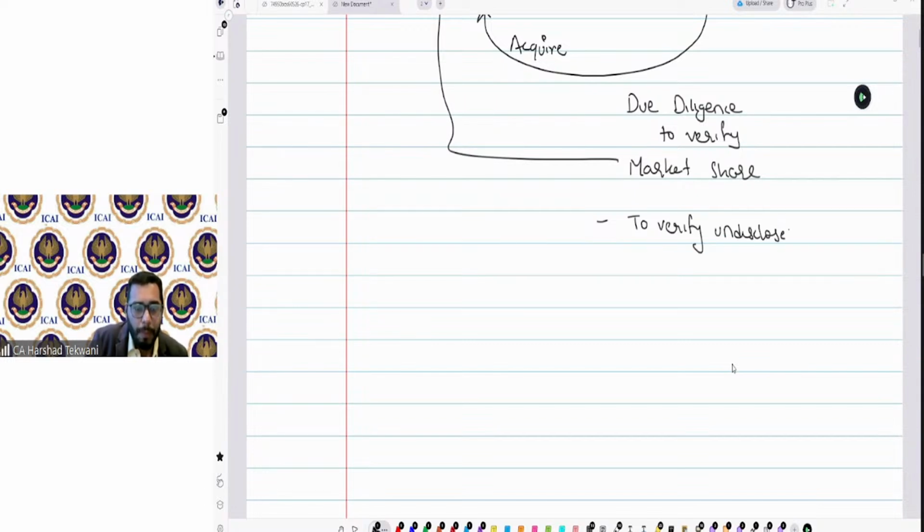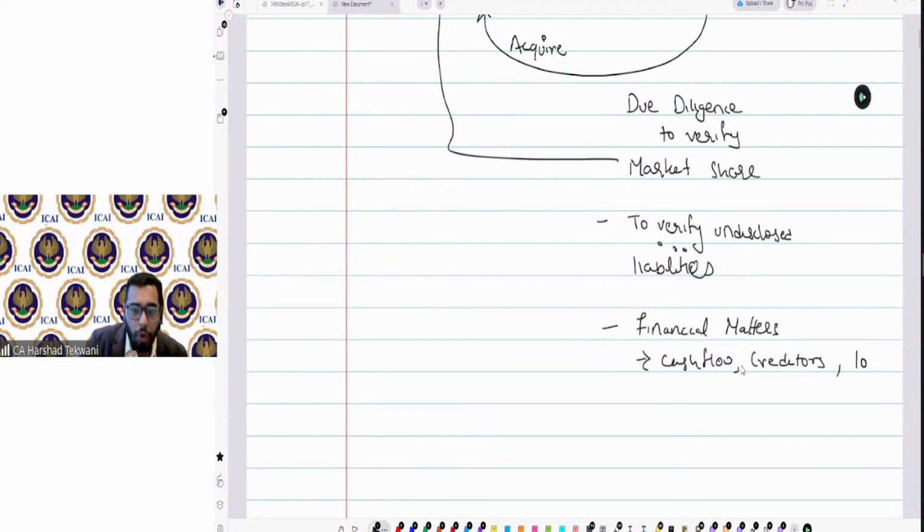undisclosed liabilities, meaning liabilities that the company has but has never disclosed. Due diligence to verify financial matters, for example cash flow, then creditors. So all these different areas of the financial statement can be assigned for due diligence purposes. Then loans, guarantees given by the company, etc.